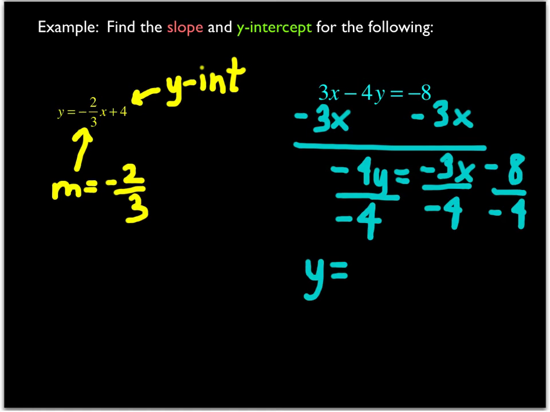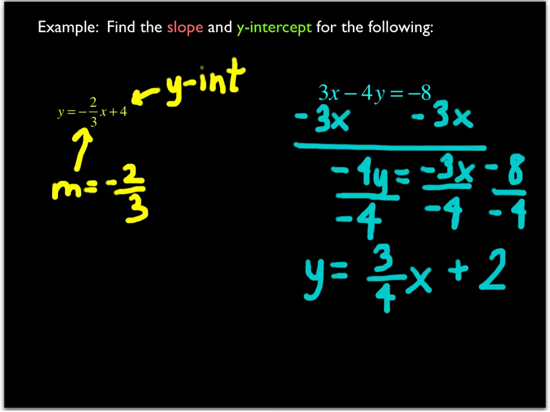Now notice on this right side I have -3 divided by -4. So a negative divided by a negative will make it +3/4 x. And the same thing over here, -8 divided by -4 is actually +2. So there's my equation. And then of course I can easily pick out, in this case, my slope is going to be 3/4 and my y-intercept will be 2.